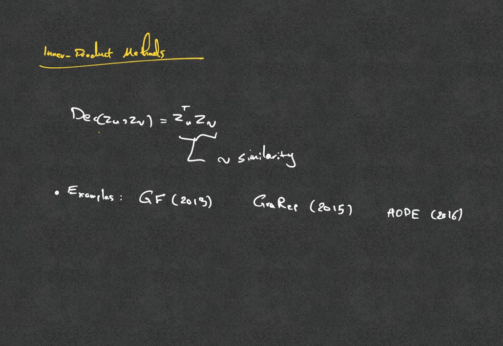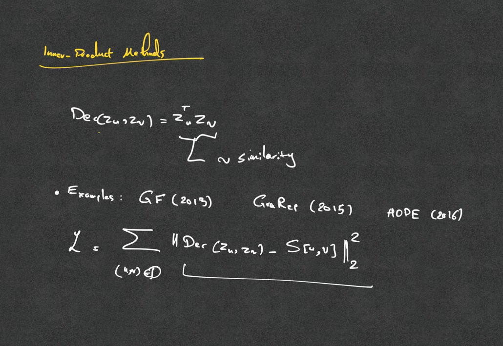A good example, basically three good examples, are first the graph factorization or GF approach, the GraRep approach in 2015, and HOPE in 2016. All these three methods are inner product based decoders with the following mean squared loss. So again, the loss is, for the two nodes u and v, the L2 distance between the similarity and the decoder.